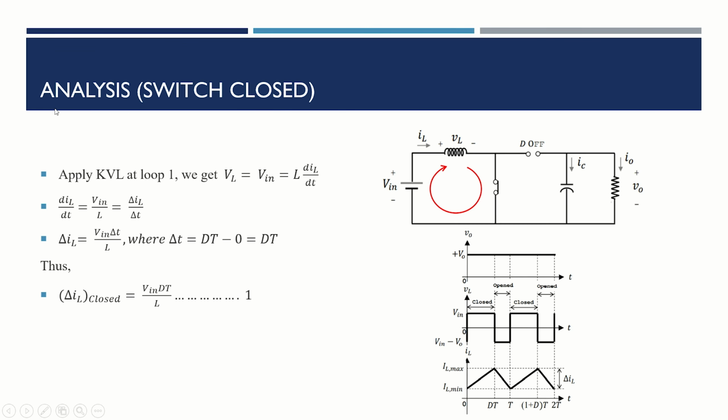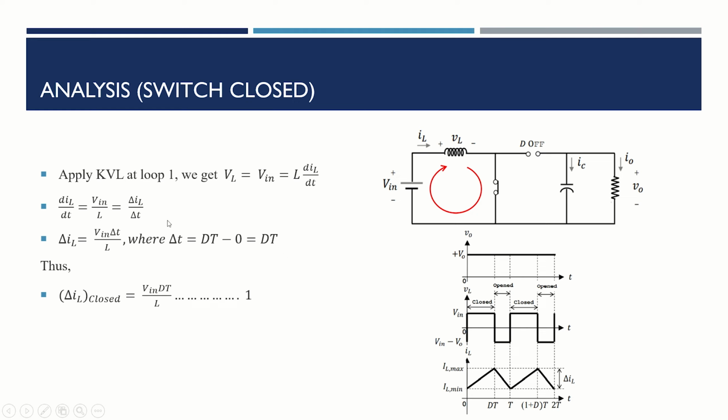Analysis when the switch is closed. When the switch is closed, the diode is off and is in open circuit. We apply KVL at this loop and we get VL equal to Vin because this is in series, equals to L dIL over dt. By solving the equation, we get delta IL equals to Vin delta T divided by L.